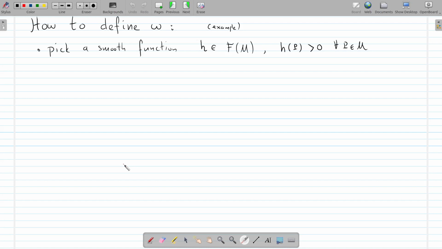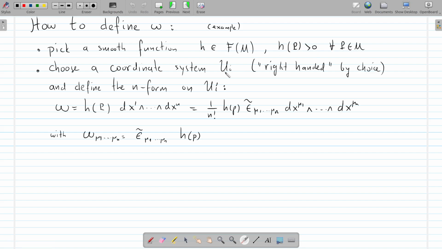So let's make this more explicit with an example. Let's define such a volume element. The first thing is we pick a smooth function h on the manifold which is everywhere positive, for every point p. Now we choose a coordinate system and we restrict our attention to it. We define the n-form on this chart to be the function h, which I should stress is defined over the whole manifold, times the wedge product of dx^1 through dx^n, by using the coordinates of this chart.